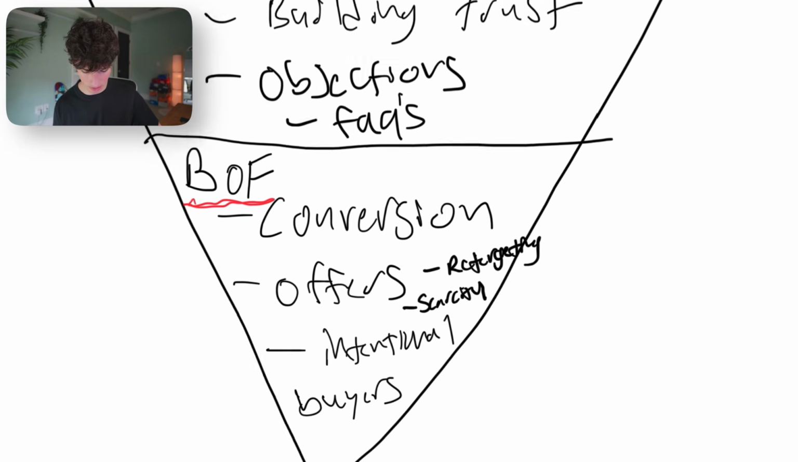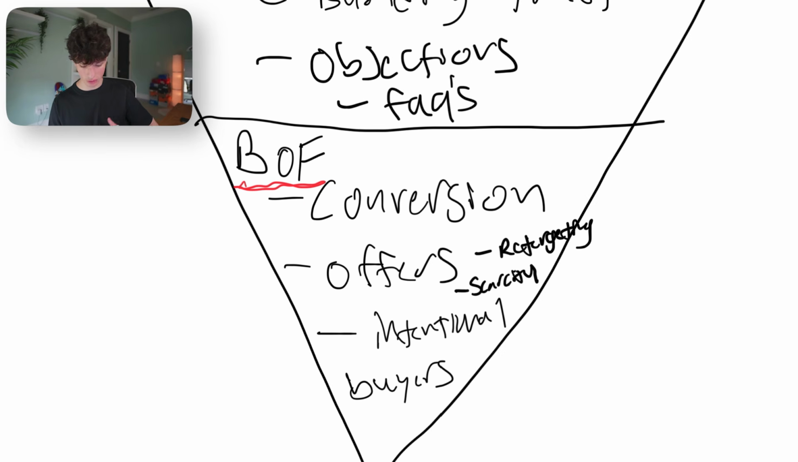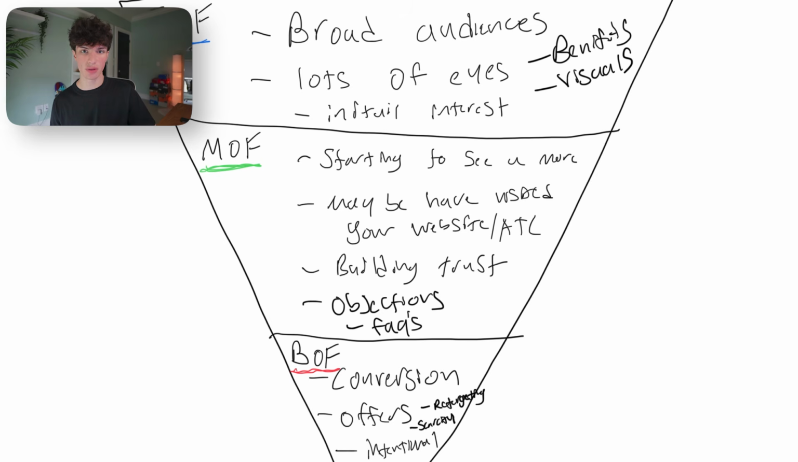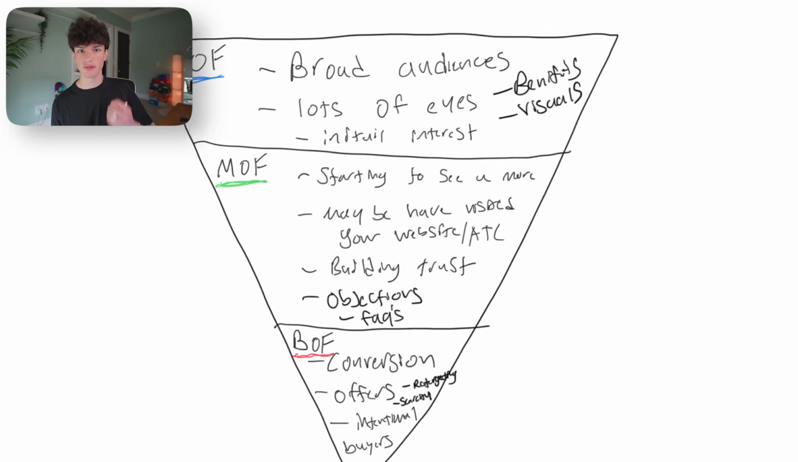Now finally, bottom of funnel. This is where conversion happens. This is where you're placing your offers, you're doing retargeting, you're adding scarcity, and this is where all of your intentional buyers end up. Understanding the funnel helps you understand where these creatives belong, and if they're not in the right place, then you're going to really mess this up. So now let's get into the 5 creative formats.